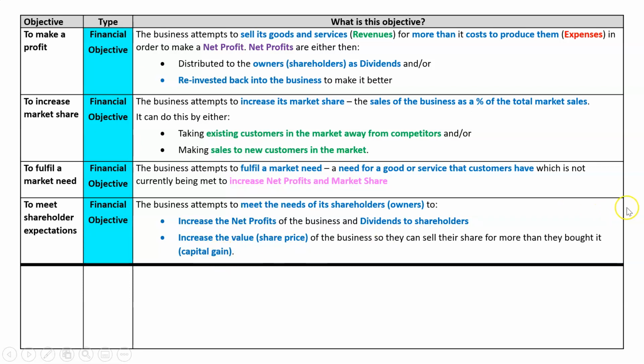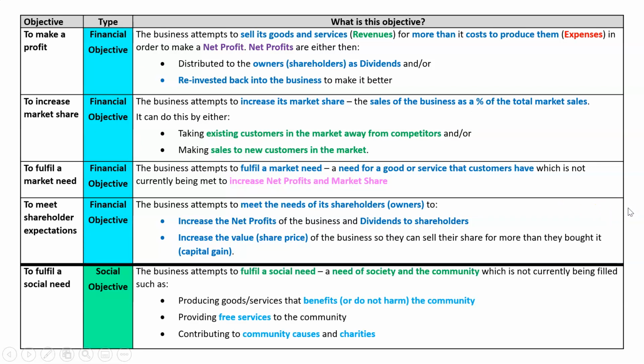Lastly, we have social objectives. What does that mean? It means the business attempts to fulfill a social need, some sort of need for this society and community, such as providing a good that doesn't harm society or maybe even benefits it, providing maybe a free service or a subsidized service to the community, or perhaps contributing to local community causes and charities.